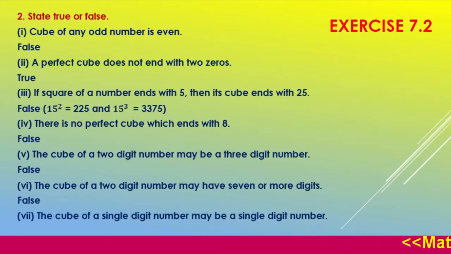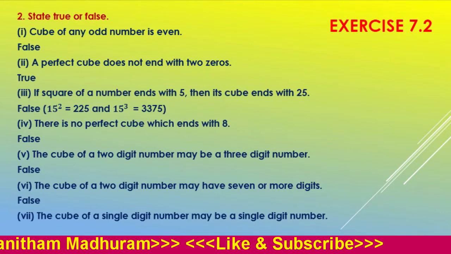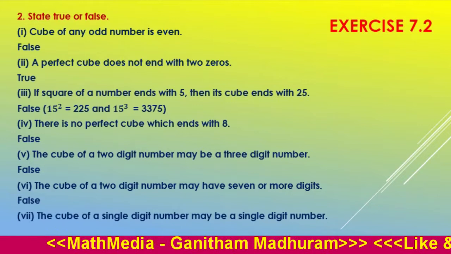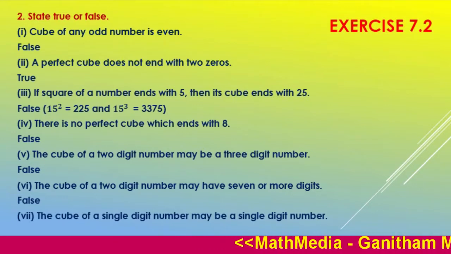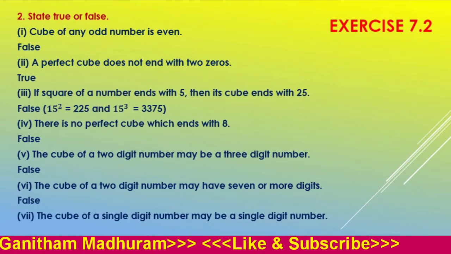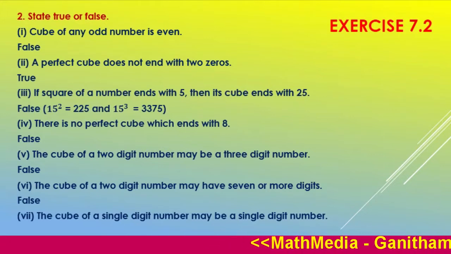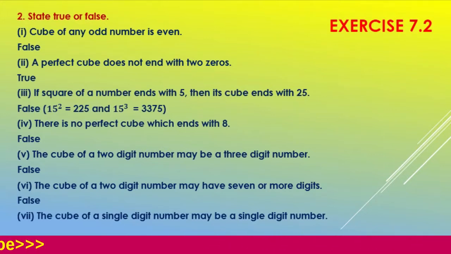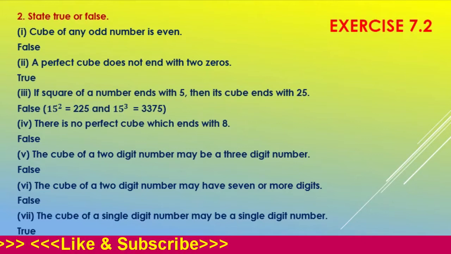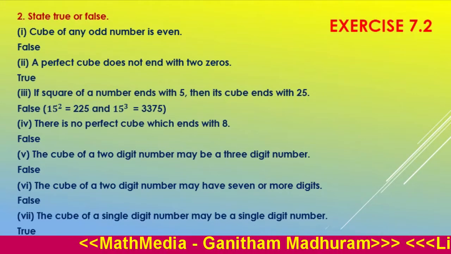Seventh, the cube of a single-digit number may be a single-digit number. That is true. It is not compulsory that the cube of a single-digit number is always a single digit. In the case of 2, it will become a single digit, but in the case of 3, it is a double digit. So the statement is true.